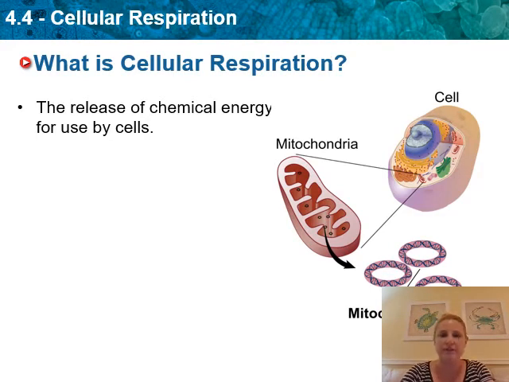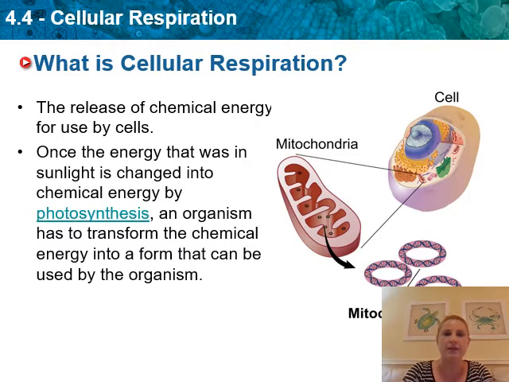Well, it's the release of chemical energy for use by cells. So once that energy that was in sunlight is changed into chemical energy by photosynthesis, an organism needs to transform the chemical energy into a form that can be used by that organism. So changing it into the usable form, or changing it into ATP, that is cellular respiration. So like I told you before when we talked about the key concept.